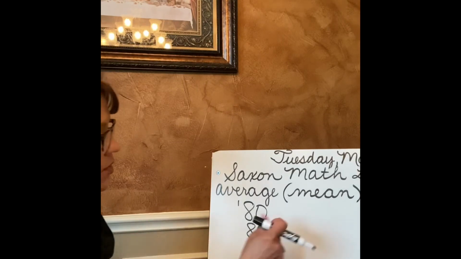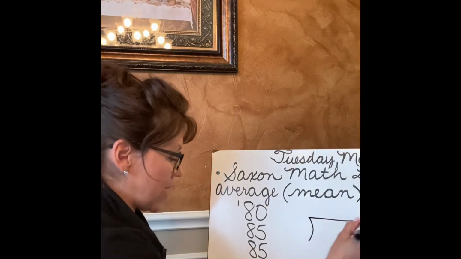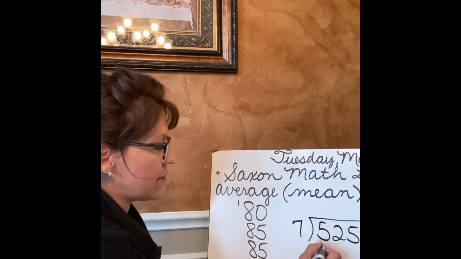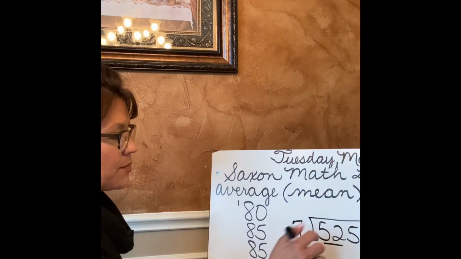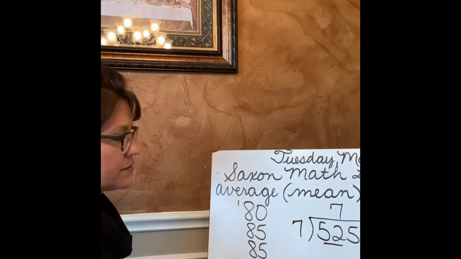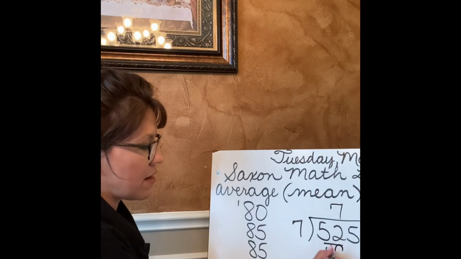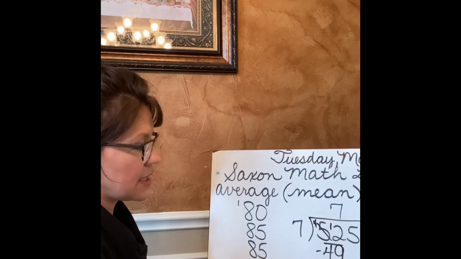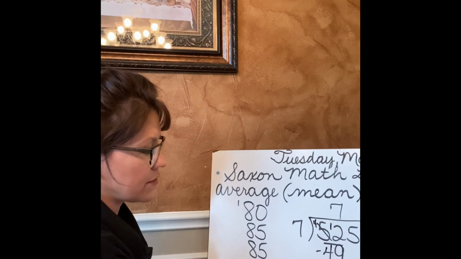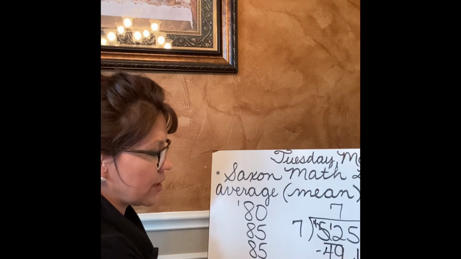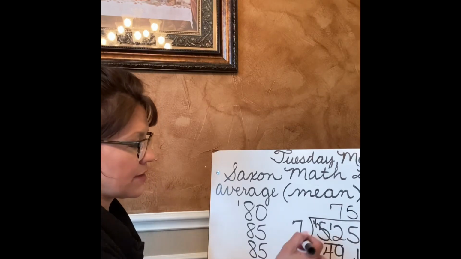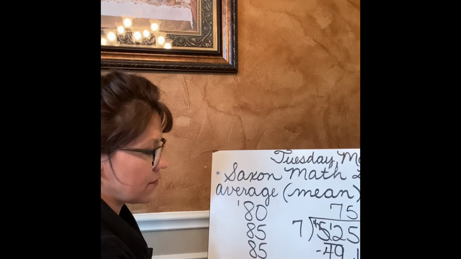the total number of original numbers you added together. So we've got 525 divided by 7. All right, 52 divided by 7 is 7. 7 times 7 is 49. We can't take 9 away from 2, but we can take 9 away from 12, and that gives us 3. We bring the 5 down. 35 divided by 7 is 5. 5 times 7 is 35.